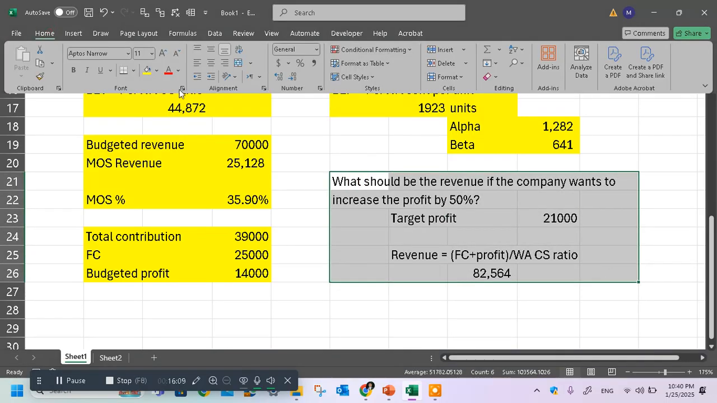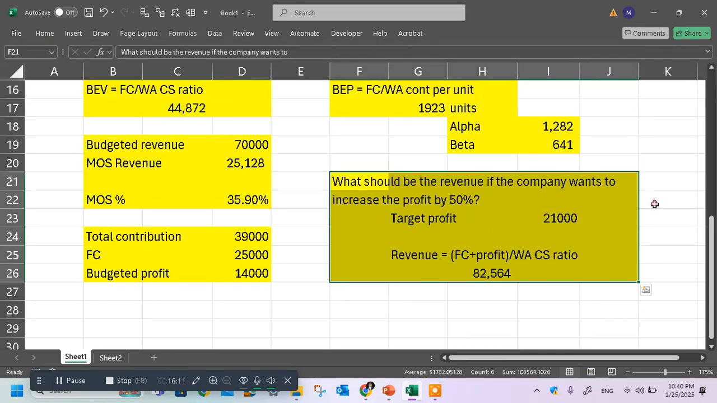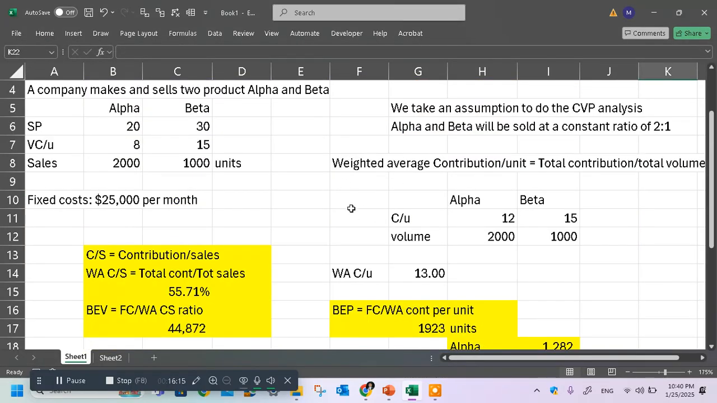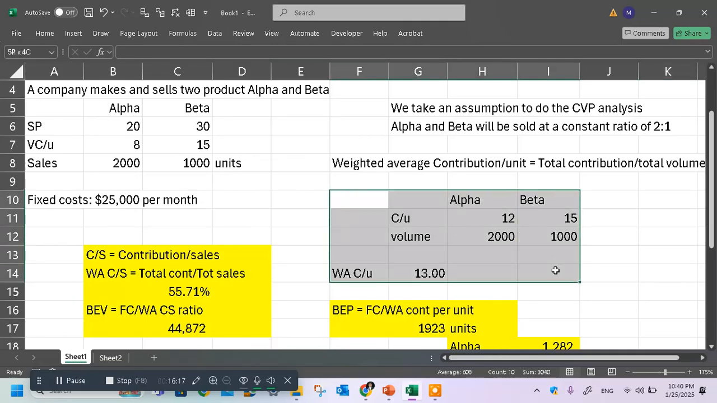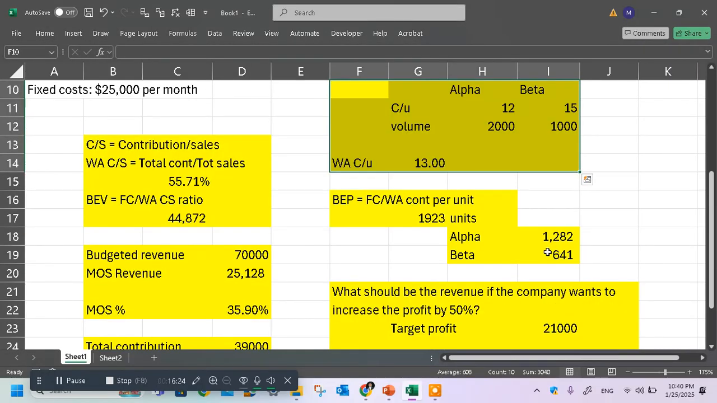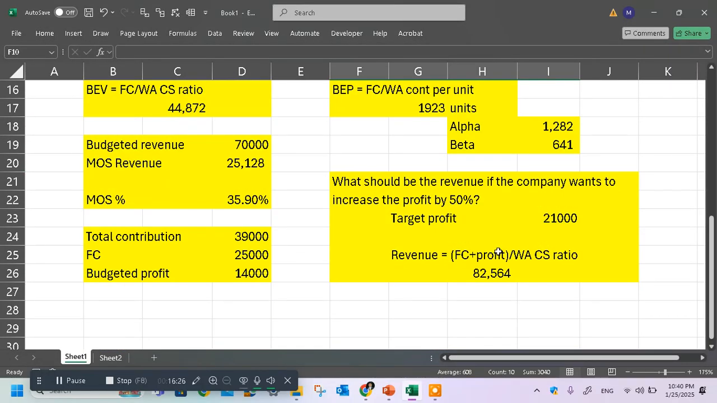So all the calculations we did for single product can be done for multiple product. Only difference is this. We are finding a weighted average contribution per unit or weighted average CS ratio, and then we go ahead with the normal working. Okay. So revise these workings. Next we are going to see the graphs. After the graphs we will take some questions and see.